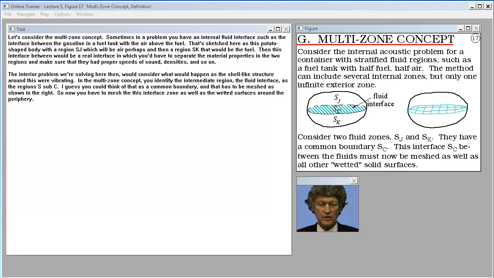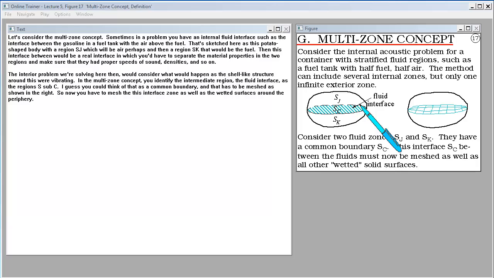Let's consider the multi-zone concept. Sometimes in a problem you have an internal fluid interface, such as the interface between the gasoline in a fuel tank and the air above the fuel. Sketched here is this potato-shaped body with a region Sj, which would be air perhaps, and then a region Sk that would be the fuel. Then this interface between would be a real interface in which you'd have to separate the material properties in the two regions and make sure that they had proper speeds of sound, densities, and so on.